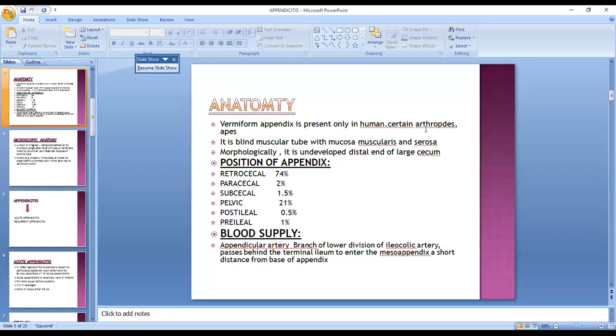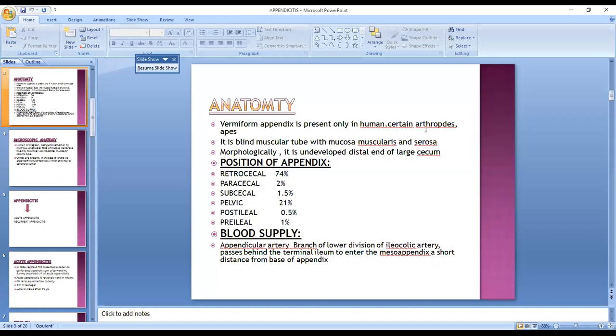The position of the appendix is variable. As the cecum changes its position during intrauterine life and after birth, in infancy, there is a change of the position of the cecum, and it gives some variable places to the appendix. Body and tip of the appendix are usually present more commonly in the retrocecal position; the second most common is the pelvic, others are paracecal, subcecal, pre-ileal and post-ileal. These are the positions.